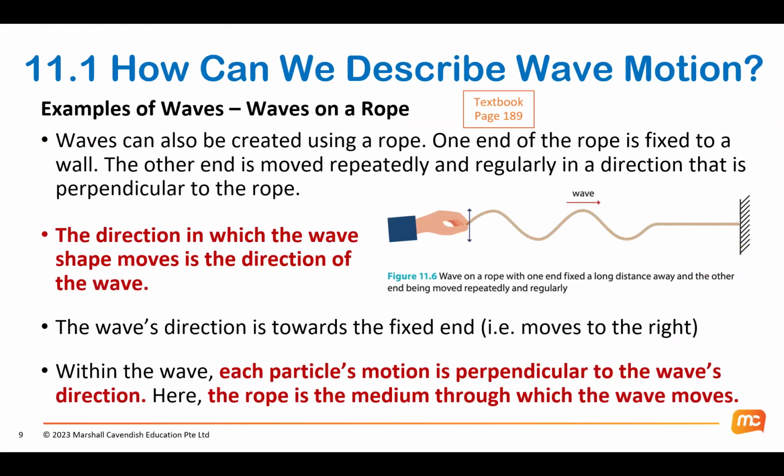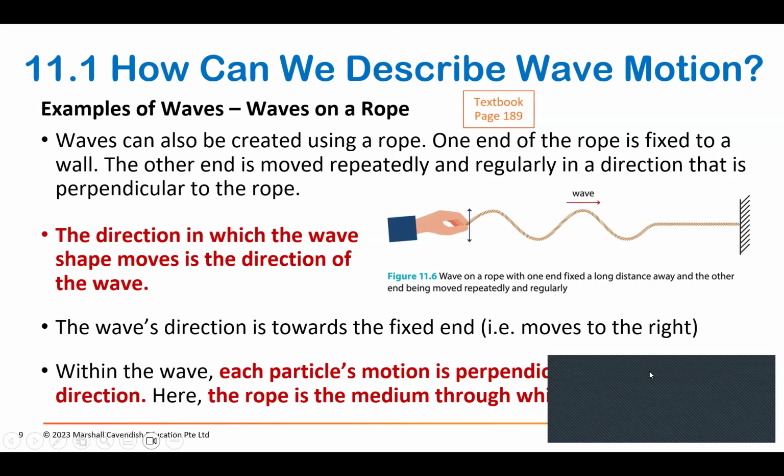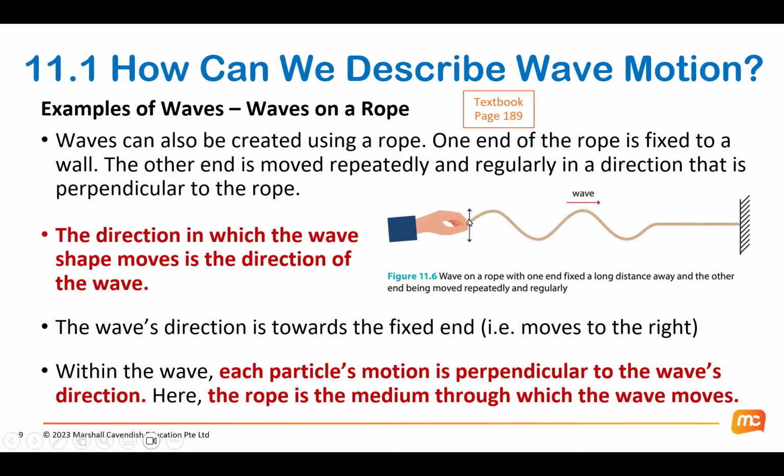Another type of wave that we can produce is rope waves. So how do I generate a rope wave? I introduce a source of disturbance, which is my hand. My hand can move up and down. This disturbance will generate a wave, and the wave will always move away from the source of disturbance. So my source of disturbance is here, and the wave will move away from it to the right side until it reaches the fixed end of the wall. This is the direction of propagation of the wave, or direction of travel of the wave.